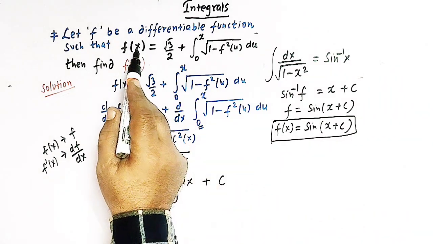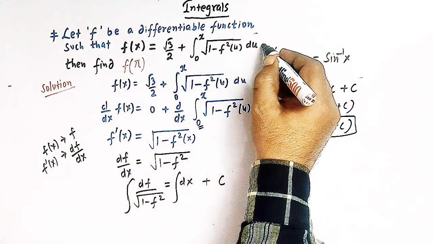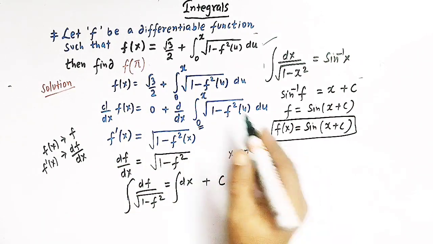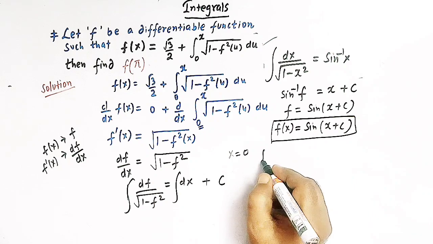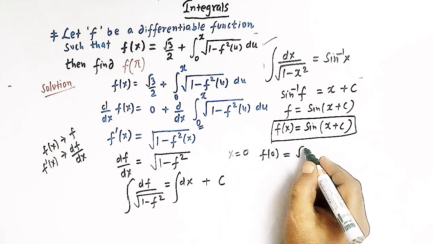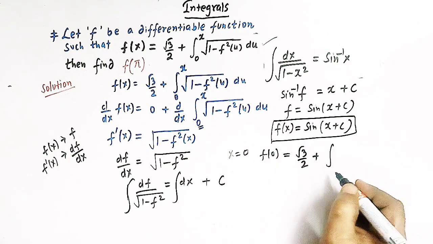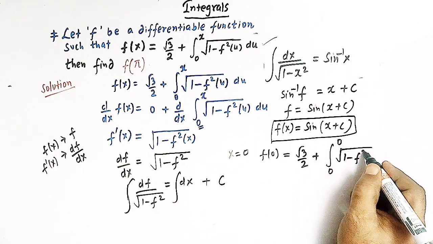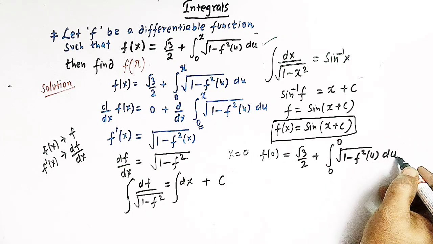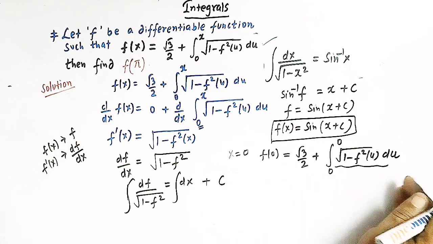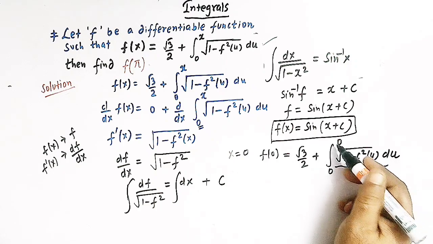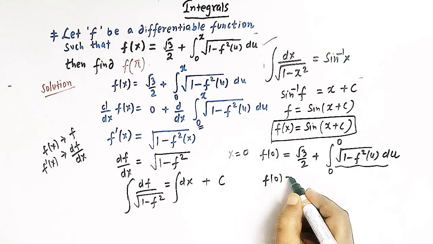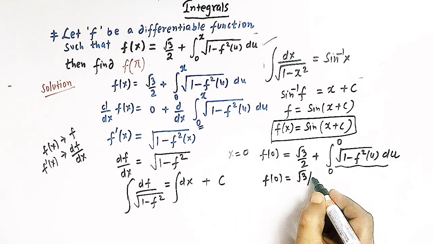So now let us take x is equal to 0 in the given equation, right? So when we take x is equal to 0 in this equation, we have f of 0 is equal to square root of 3 over 2 plus integral 0 to 0 of square root of 1 minus f square u du. Now clearly this term is 0 because both the limits of integration are 0. So we are simply left with f of 0 is equal to square root of 3 over 2.